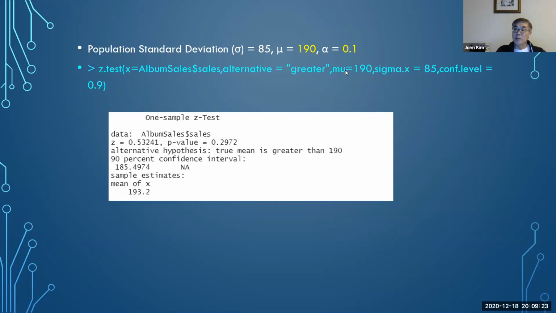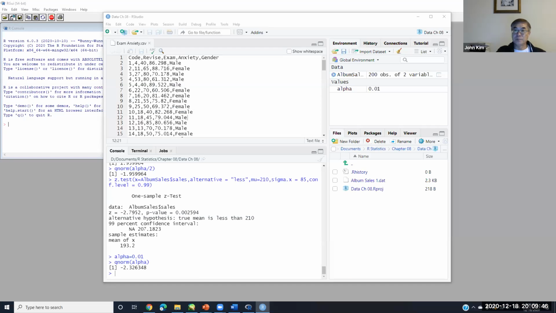And then the population mean is 190. And given alpha is 0.1, 10%, the confidence level should be 0.9. Okay, let's do it. So Z test.